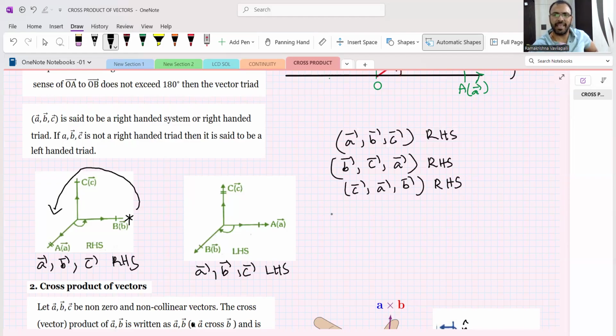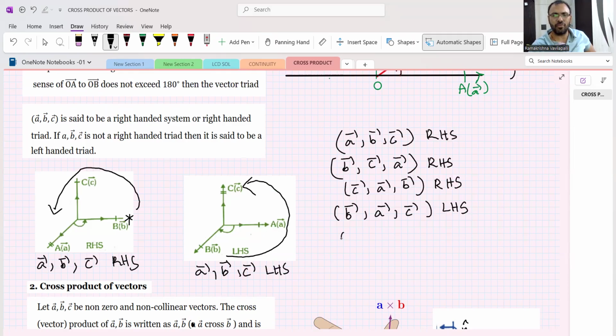Well, if we interchange any two vectors of one system, then the system will become reversed. If we interchange two vectors in a right-handed system, then it will become a left-handed system. So here B bar, A bar, C bar form a left-handed system of vector triad. You can see B bar vector, A bar vector, and C bar vector in the clockwise direction.